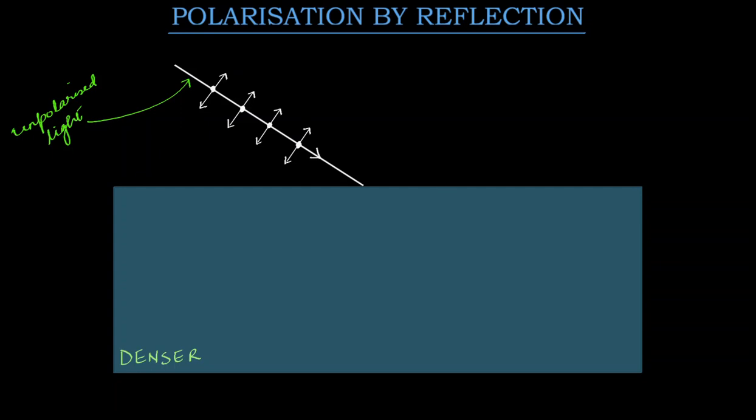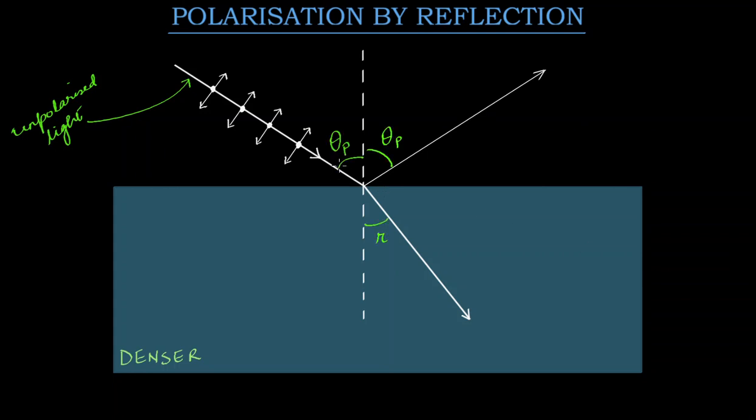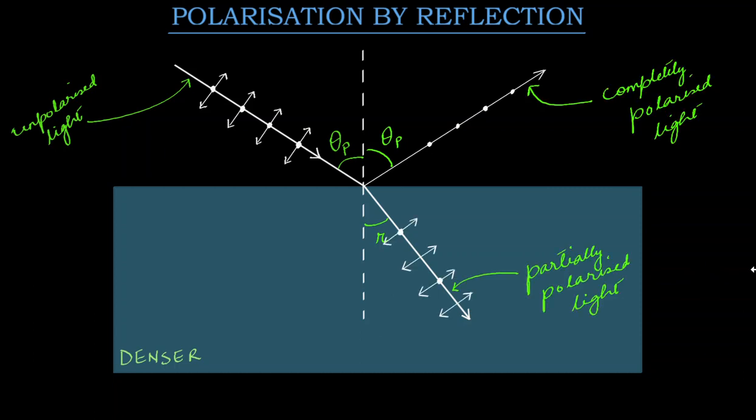Now when light is incident like this from the air onto the medium, part of the light gets refracted, whereas the rest of the light gets reflected. It is found that if light is incident at a particular angle of incidence called the polarizing angle, denoted by theta p, then the reflected light becomes completely polarized, whereas the refracted light becomes partially polarized.